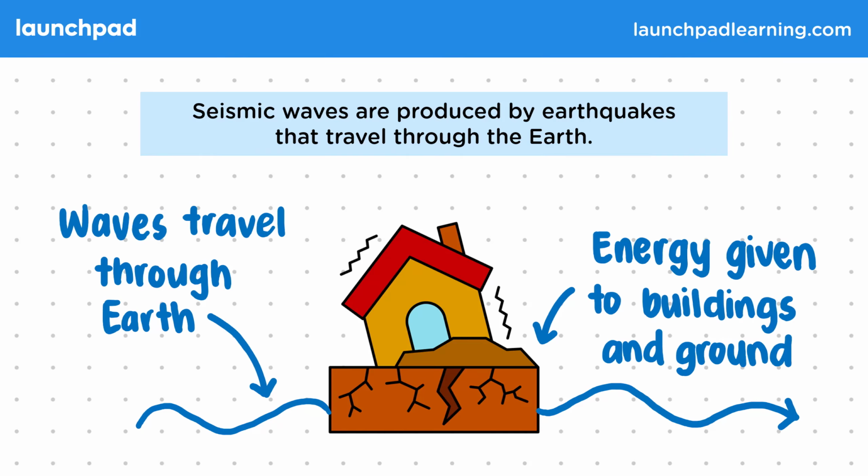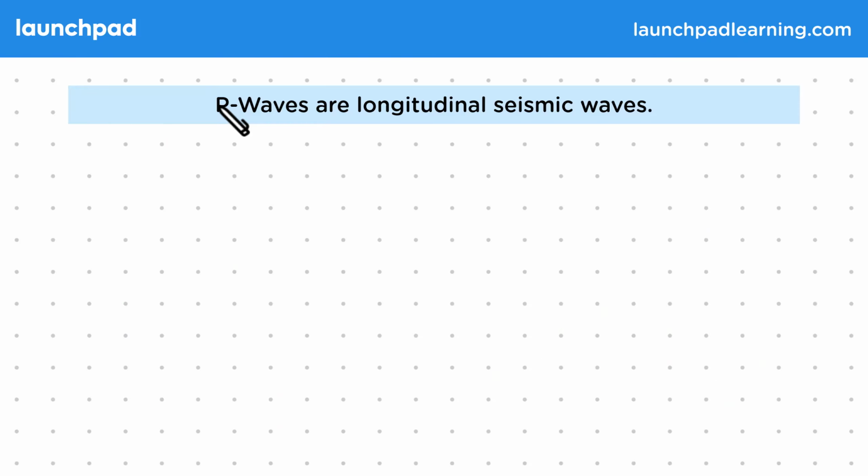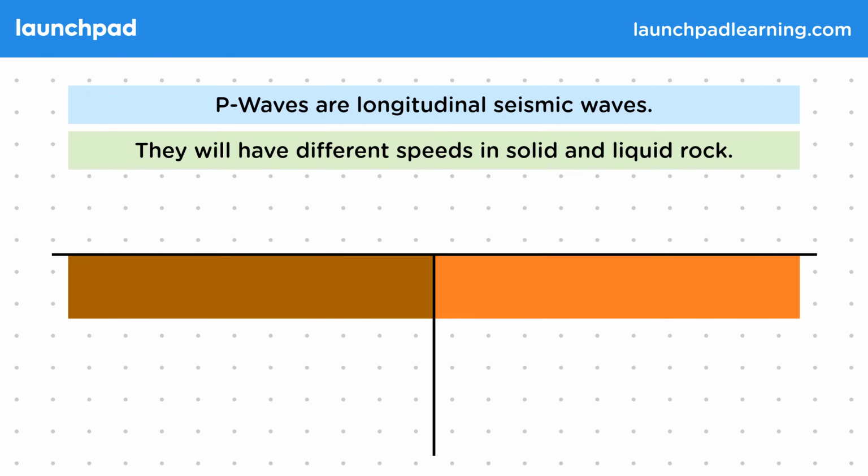But what are the properties of these waves? There are two types of waves that will be produced in an earthquake. The first are called P waves. Now P waves are longitudinal seismic waves. Here the P stands for primary, as these are the waves from an earthquake which will usually reach us first.